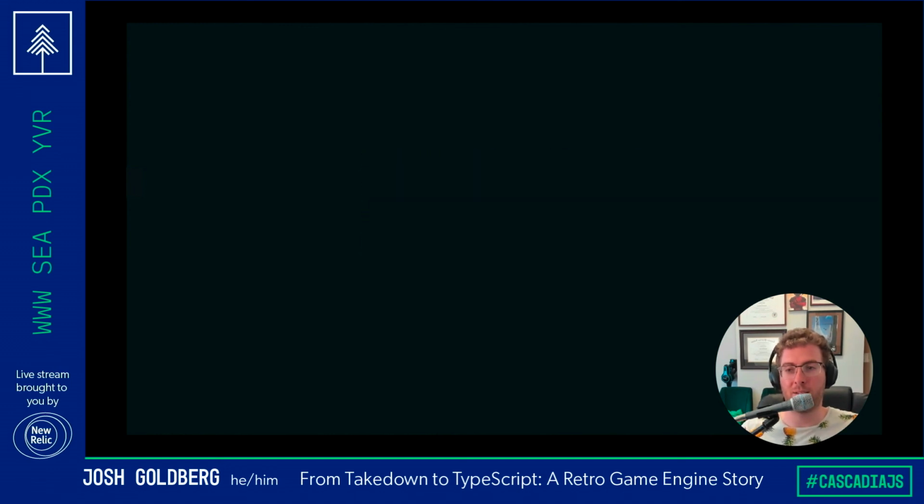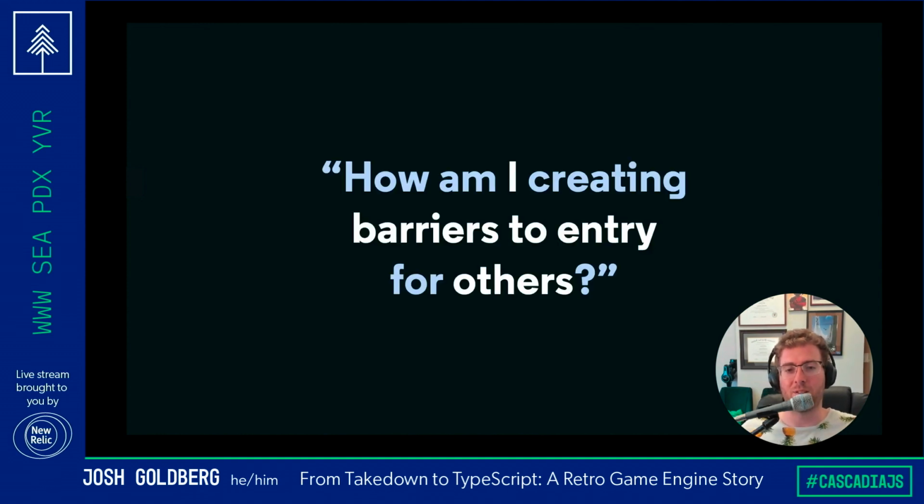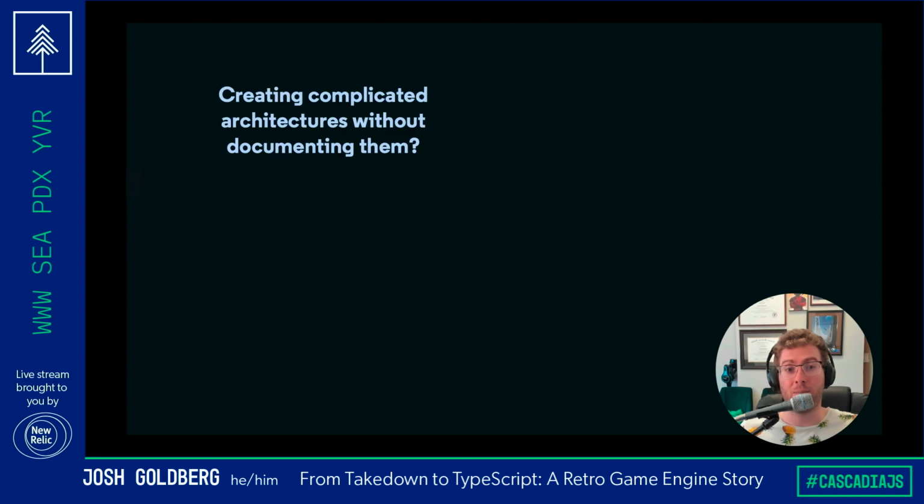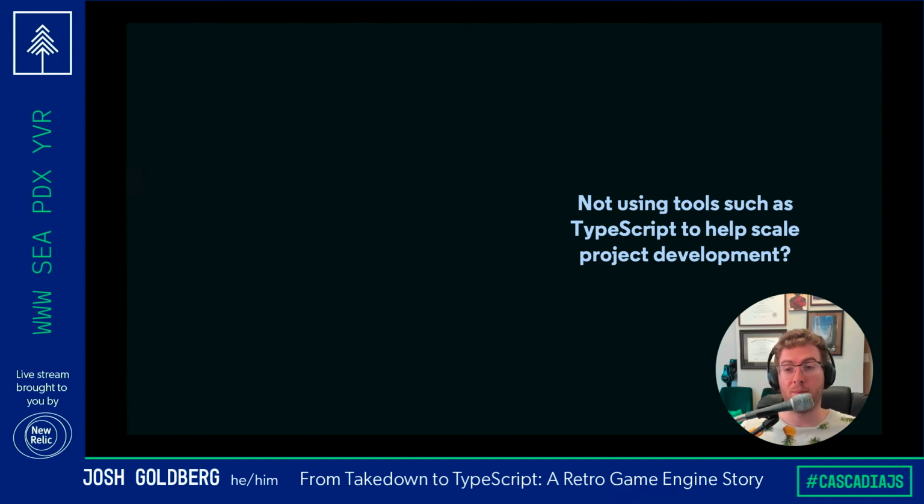So a lot of the times in web dev space, a lot of us are just going in and wanting the features, adding things willy-nilly. But I really want us to caution ourselves. When we're adding something to a project, we should ask ourselves, how am I creating barriers to entry for others? Am I creating complicated architectures without documenting them? Am I, say, maybe making this huge class structure and not explaining what it is? Am I creating a custom game engine without any documentation? Or using the examples from before, am I using tools such as TypeScript? If not, is it going to be harder to interact with my code base?